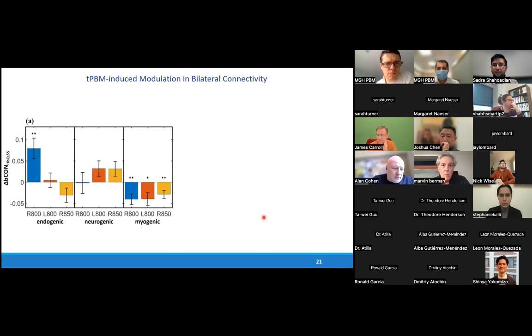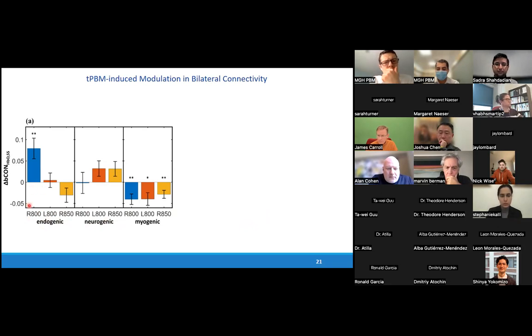So we get to the tPBM induced modulation in bilateral connectivity. Because we had 3 different stimulations, we have different effects of each stimulation. Again, we have 3 different frequency bands and 3 different stimulations. R800 means right stimulation with 800 nanometer laser, L800 is left stimulation with 800 nanometer laser, and R850 means right stimulation with 850 nanometer laser. We see the differences between both wavelengths of the laser and the location of the stimulation.